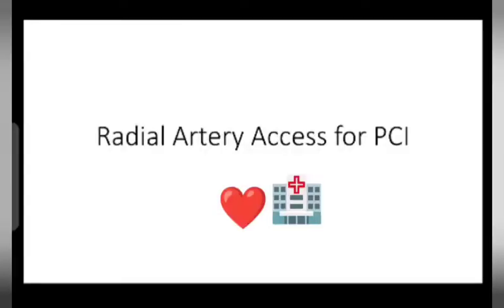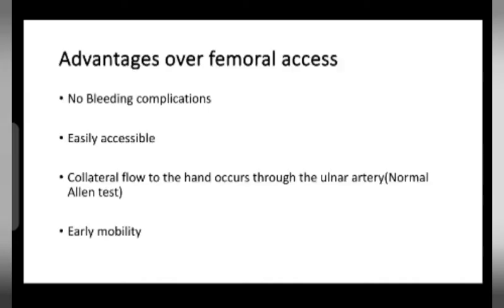So today we will discuss radial artery access for percutaneous intervention. Advantages over femoral access are no or less bleeding complications. There is easy accessibility as there is collateral flow to the hand through the ulnar artery, and in the presence of normal Allen test there is safety, and the patient has early mobility after the procedure.